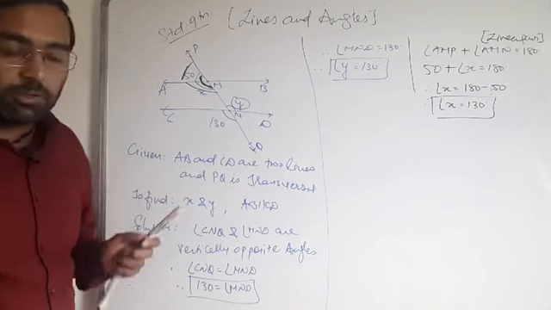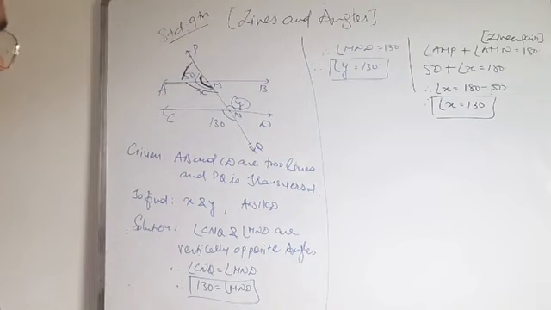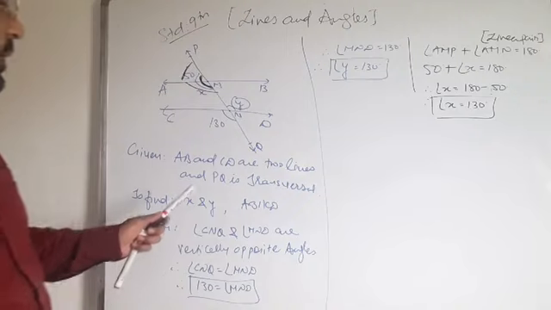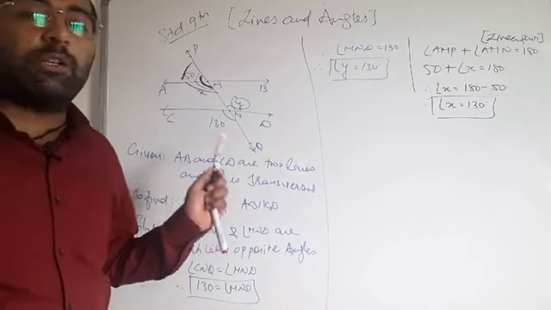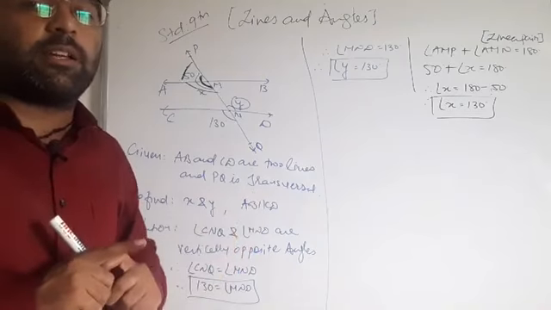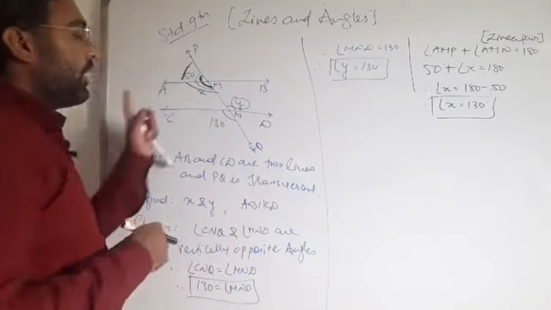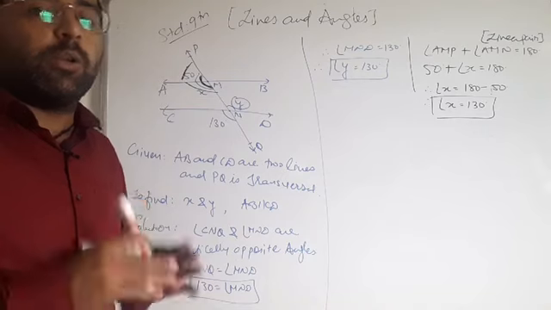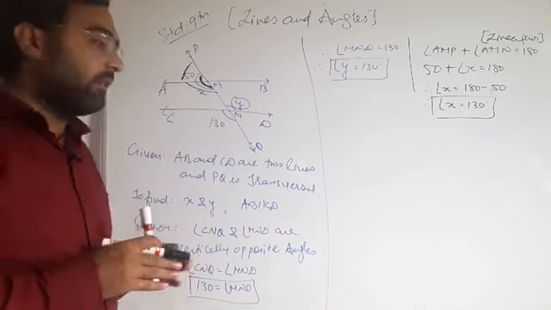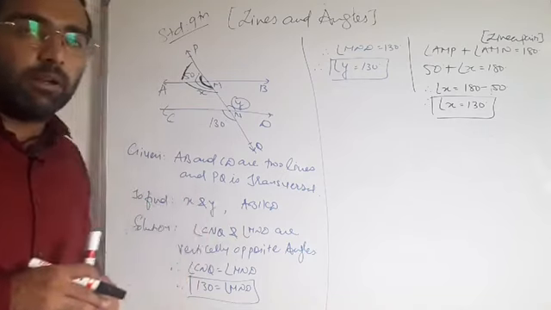Here students, PQ is a transversal, and AB and CD are only two lines; parallel lines are not given. In this question AB and CD are just two lines, not given as parallel. We have to prove that they are parallel.